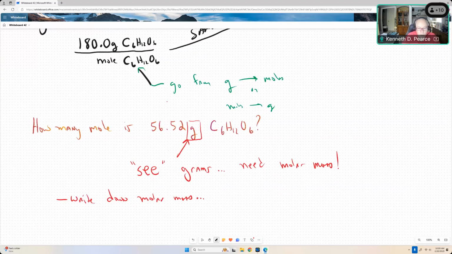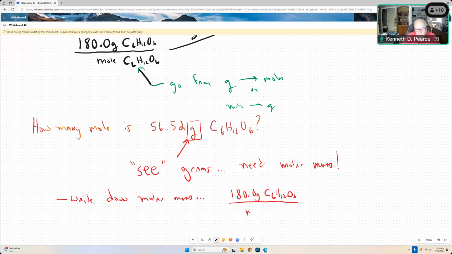And we write it down. We say, okay, I got this: 1.180 grams glucose, or C6H12O6. And don't forget to label these things. You always got to label them. So we just write it down.